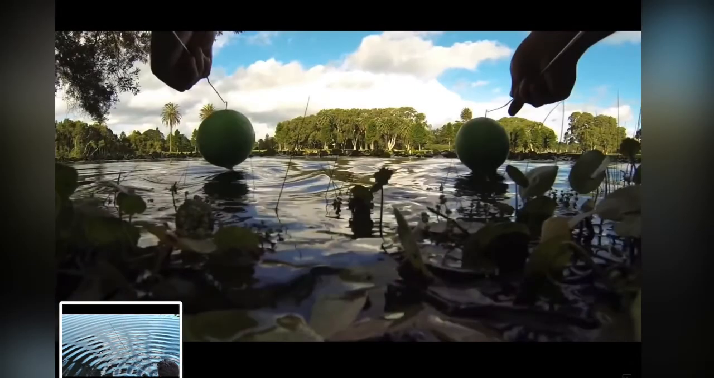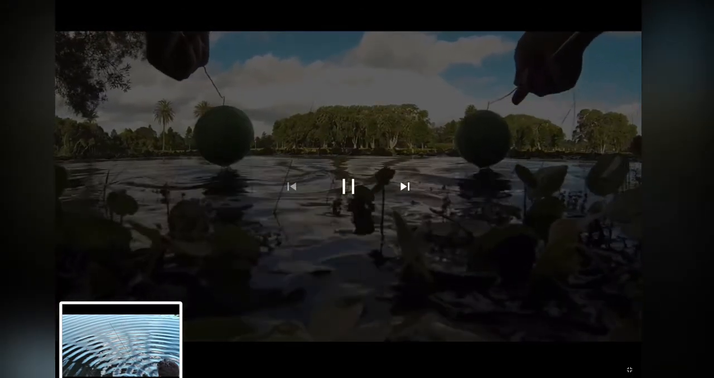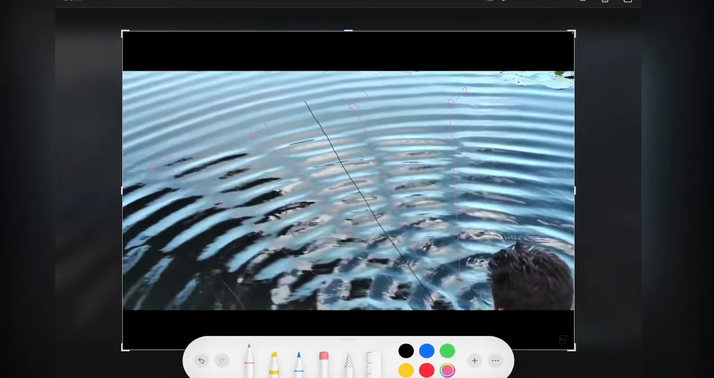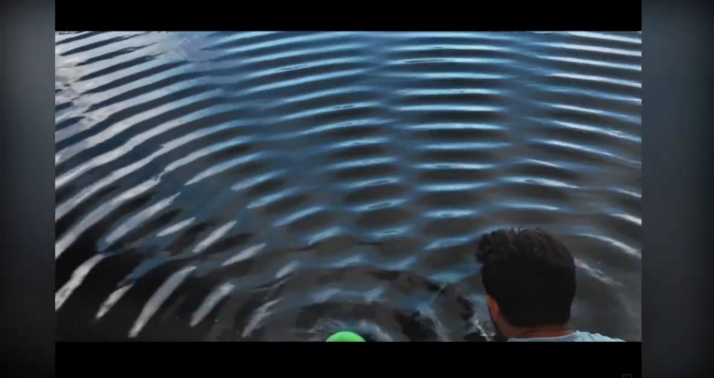Where they meet up, peaks with peaks and troughs with troughs, the amplitude of the wave is increased. That's what we call constructive interference. But if the peak from one wave meets up with the trough from the other, then we get destructive interference, and there's basically no wave there. And this is exactly what was happening with the light.